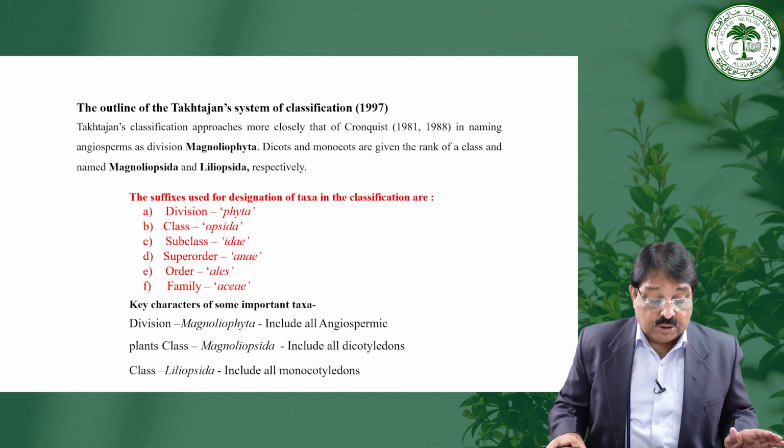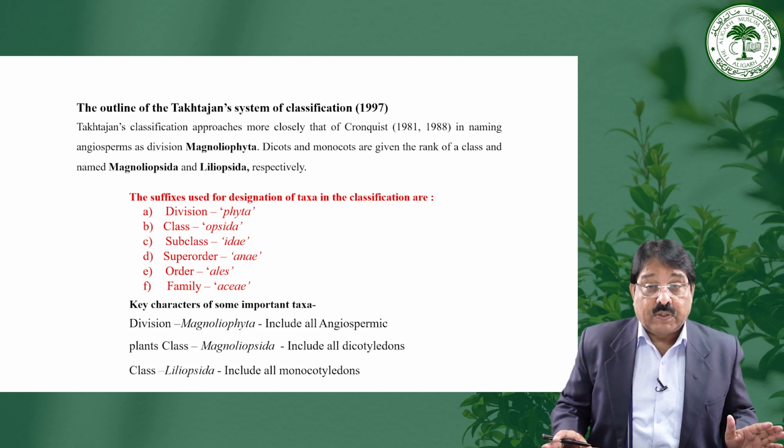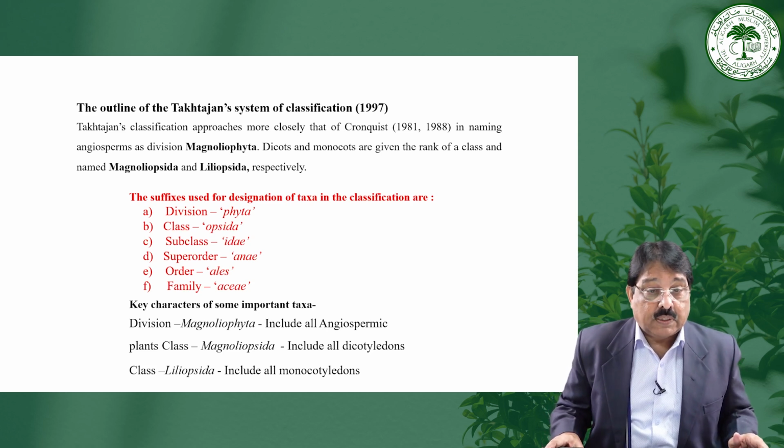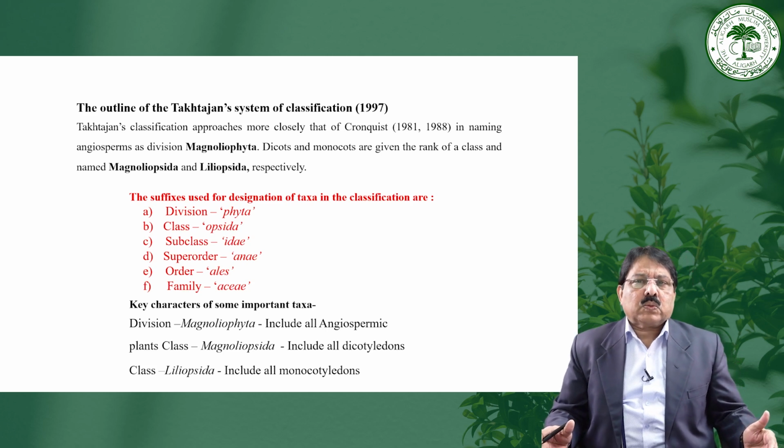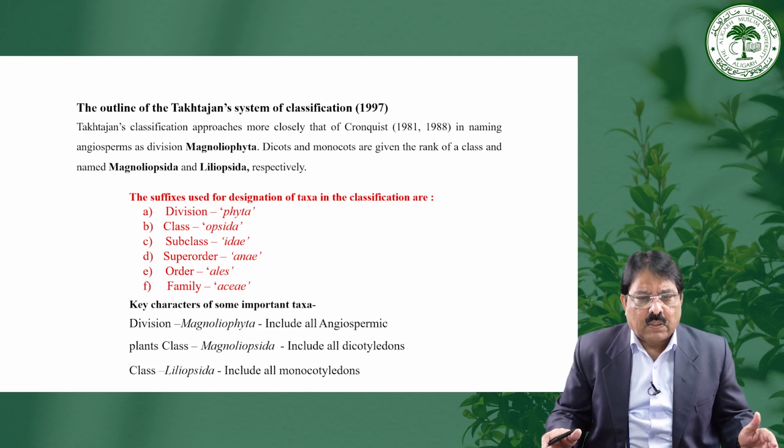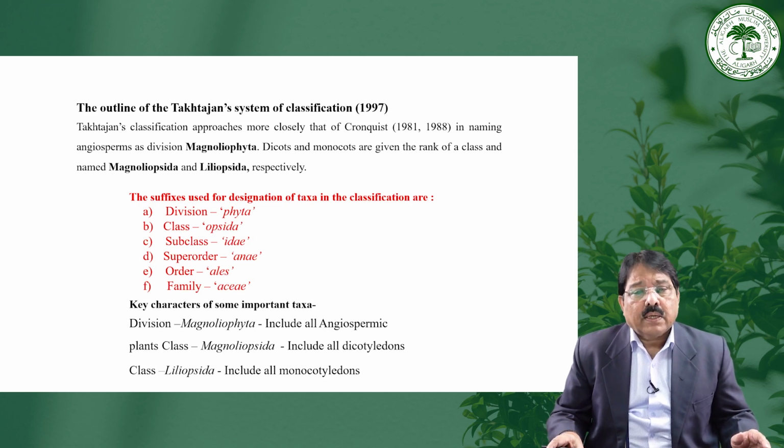So he used these suffixes. For division he used phyta, for class he used opsida, for subclasses it is idae, for suborder and superorder it is anae, and for order it is ales. Bentham also used ales in most of their orders. Everybody in their classification uses ales for the order and aceae for the family.